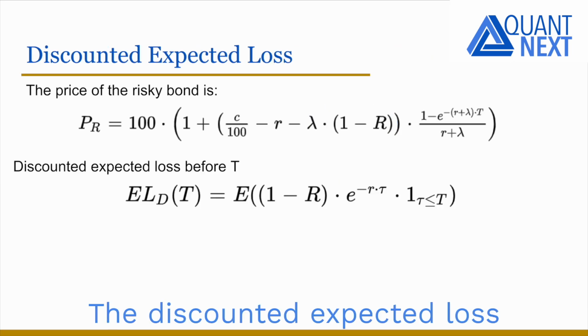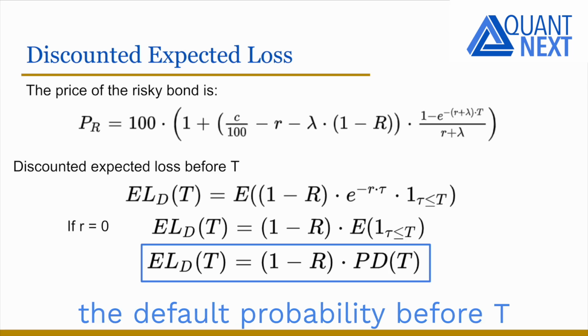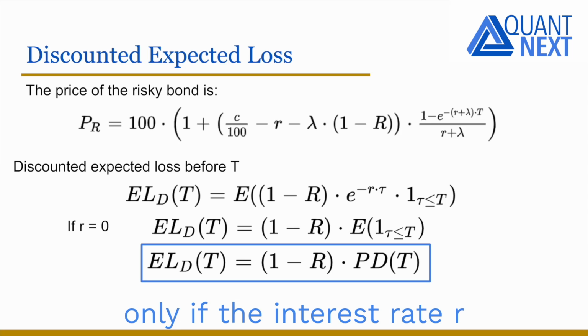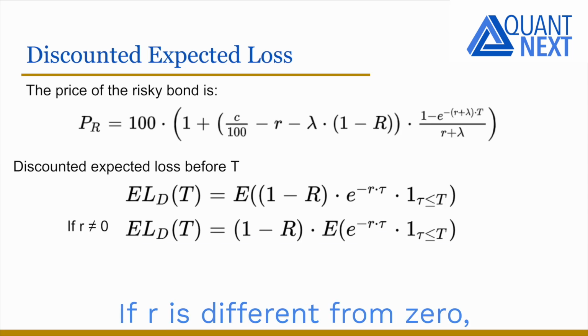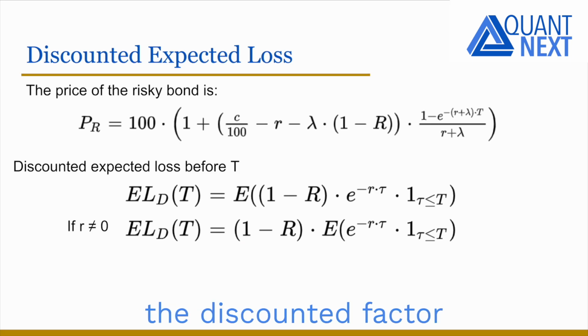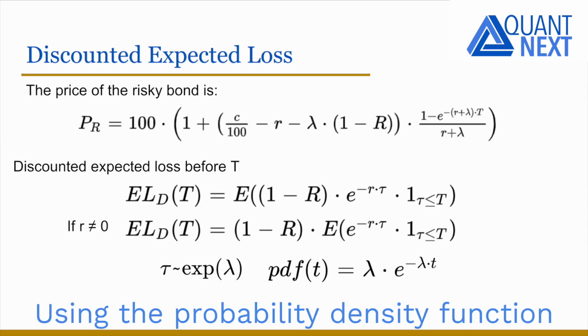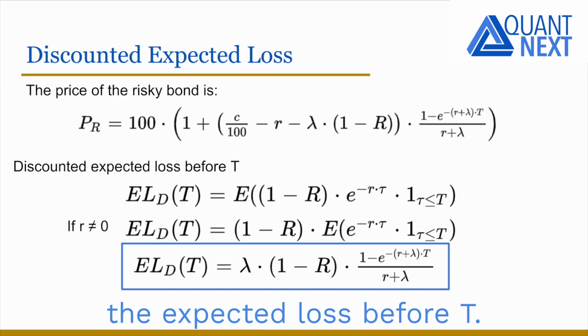The discounted expected loss before t is equal to the default probability before t times 1 minus the recovery rate only if the interest rate r is equal to 0. If r is different from 0, we have to calculate the expectation of the discount factor between 0 and the default time tau. Using the probability density function of tau, we obtain this expression for the expected loss before t.